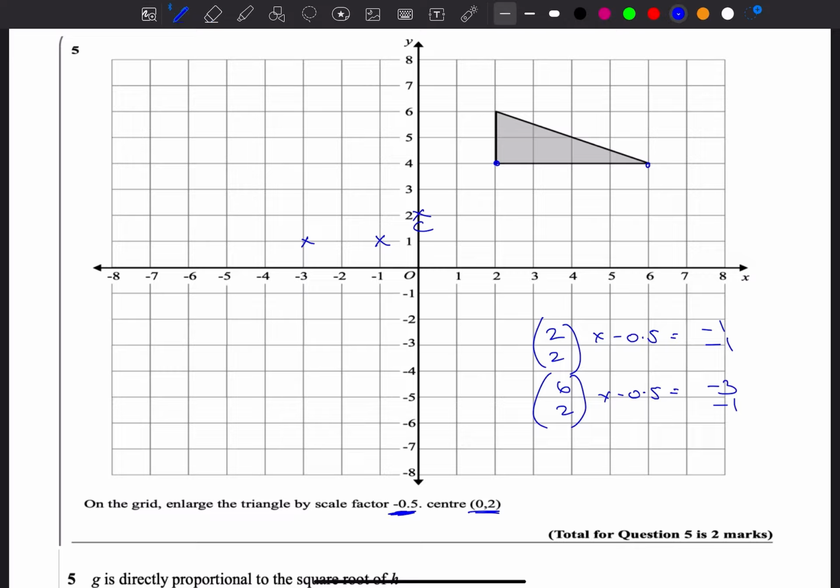The last one is, I want to do this one. 1, 2, 2 right, 1, 2, 3, 4 up. 2 right and 4 up. Times it by minus 0.5. That's the scale factor. Minus 1, minus 2. So you go 1 left, 2 down. Let me erase this. And that's what it should look like. Okay, enlarged by a scale factor of minus 0.5, center 0, 2. Good. Next one.